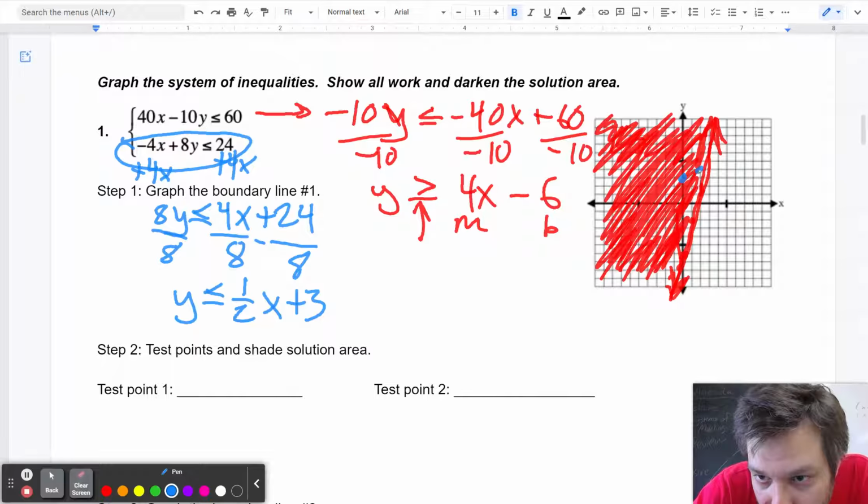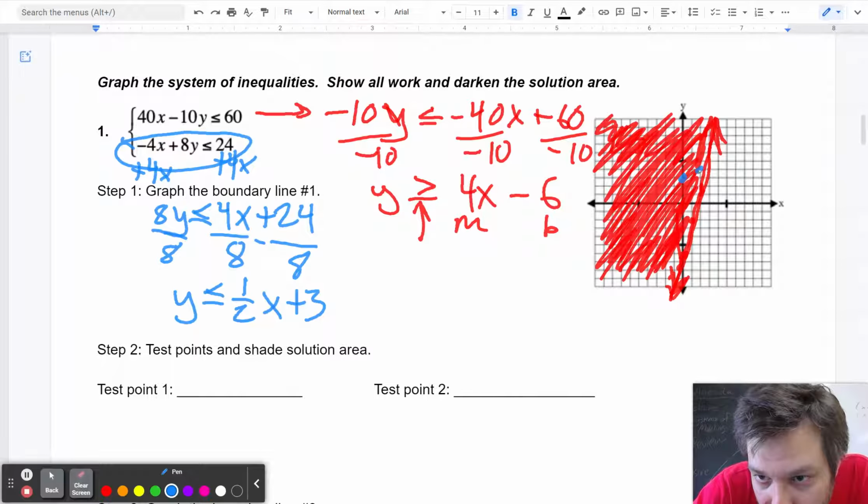If I test my point out with the red inequality, I would be saying 40 times the x value minus 10 times the y value. Is that less than or equal to 60? That gives me negative 200, and this gives me 50. Well, that definitely is less than or equal to 60, so it checks out for the red inequality.